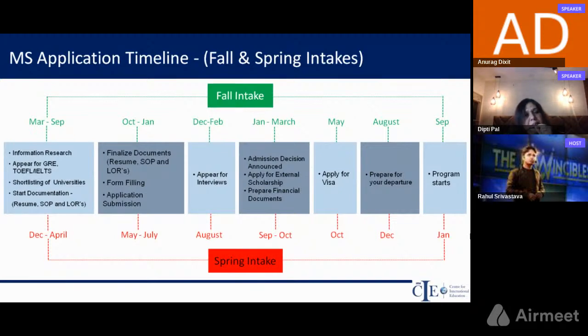So March to September is the ideal time to finish all these activities. October to January, the deadlines are at least 8 to 9 months in advance.